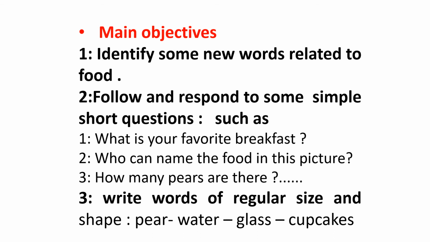Shortly, we can say that the objective of the lesson is to identify some new words related to food, as we said, and to follow and respond to some simple short questions such as, what's your favorite breakfast? Who can name the food in this picture? How many pairs are there? And so on. Objective number 3 is to write words of regular size and shape, such as pear, water, glass, cup, and cake.